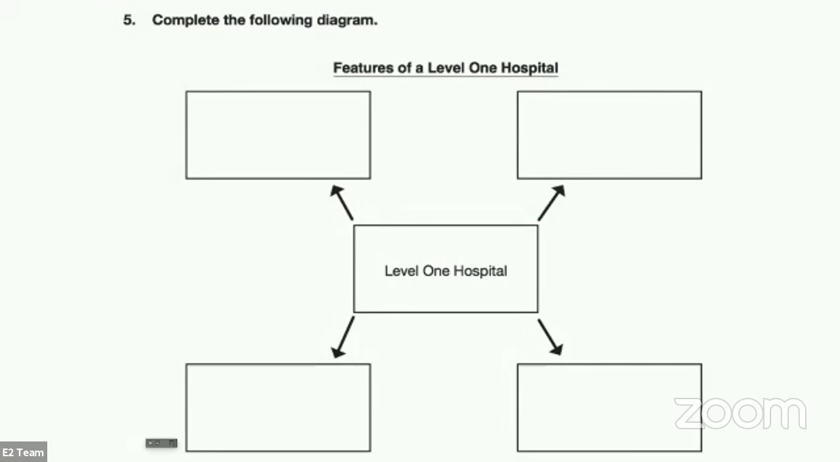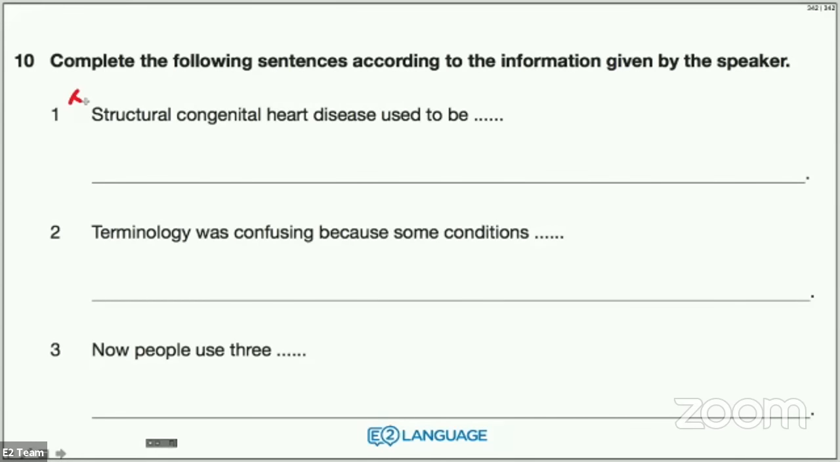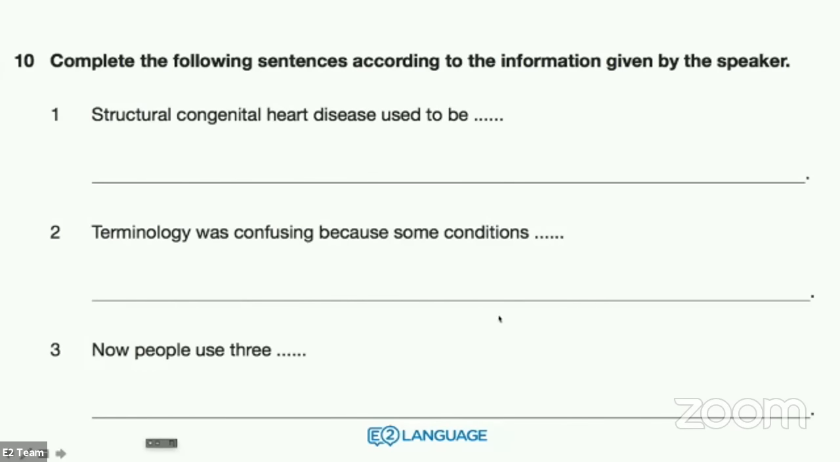So you do have time, but it's good to familiarize yourself with all of these question types. So on test day, it's not completely new. You might see something a little bit different to this, but this is what the diagram completion looks like. There's also sentence completion. You can see here we have the first half of the sentence. For example, this one says, structural congenital heart disease used to be. It doesn't tell me how many words. It just says complete the sentences. Terminology was confusing because some conditions, now people use 3. So you'll be just filling in a word or 2 there, I imagine.